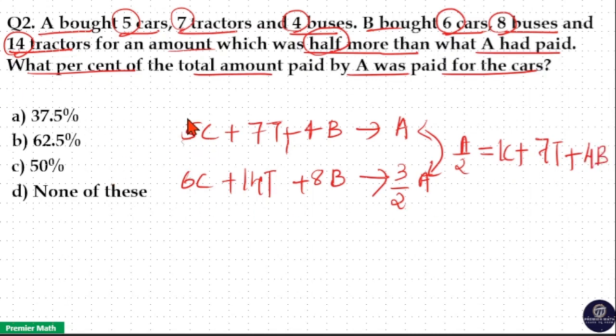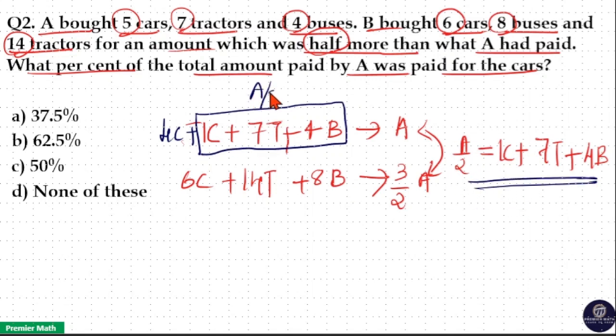Now you can see if I write 5C as 4C plus C, 1C. Now you can see this one is equal to A by 2. That is 4B plus 7T plus 1C is A by 2, and the total amount paid by A is A. Then this 4 cars cost A minus A by 2, that is A by 2. If 4 cars cost A by 2 rupees, then 1 car costs A by 8 rupees. Then 5 cars cost 5A by 8 rupees.